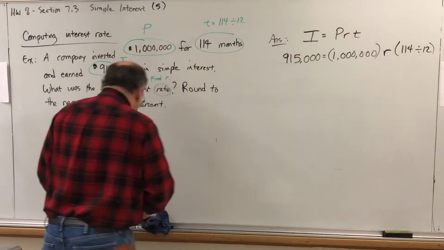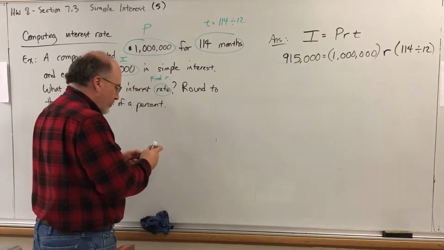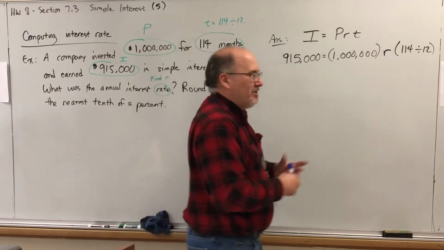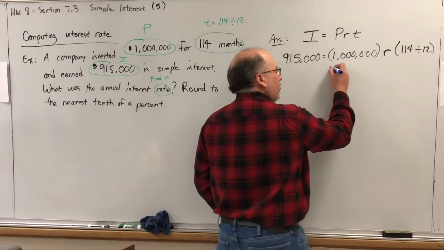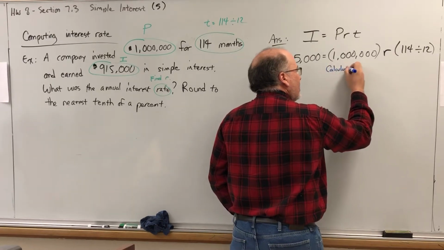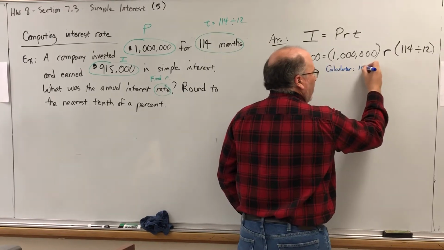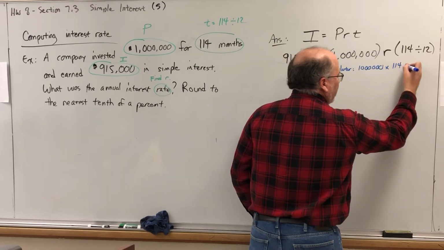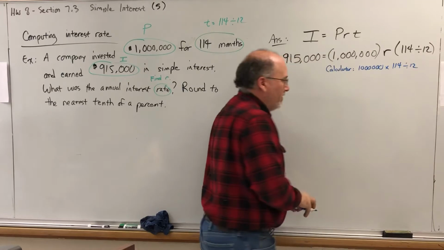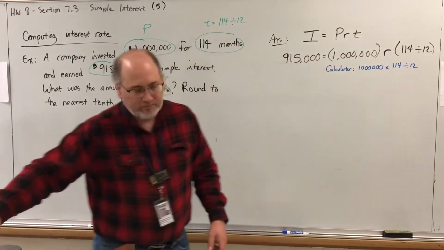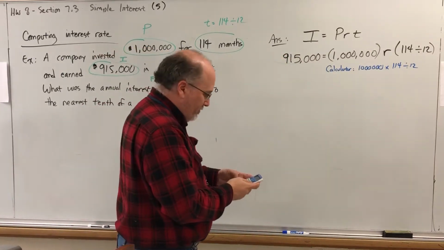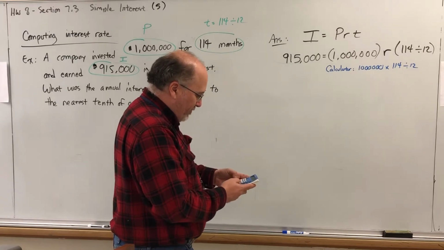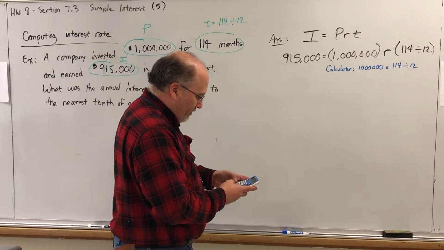In the previous example, we just multiplied the two numbers that were on the right, and that's pretty much what we're going to do here, except that it has to be followed with a division problem. So in a calculator, you would just type 1,000,000, 6 zeros, times 114 divided by 12, and see what you would get. So let's see what we get. 1,000,000 times 114 divided by 12.